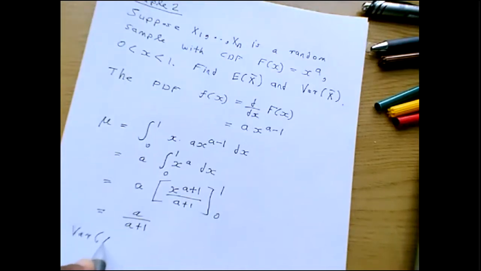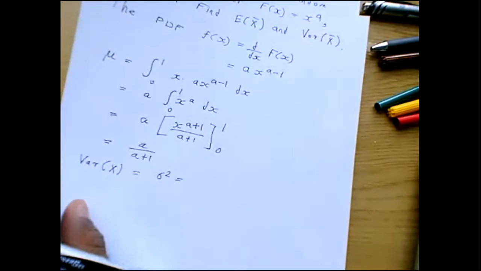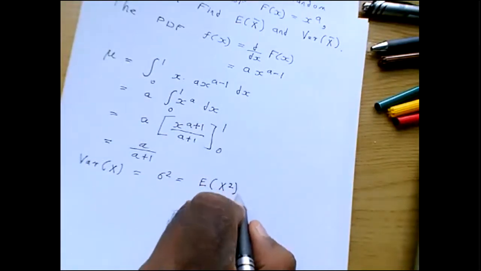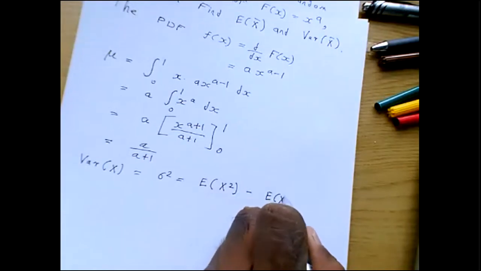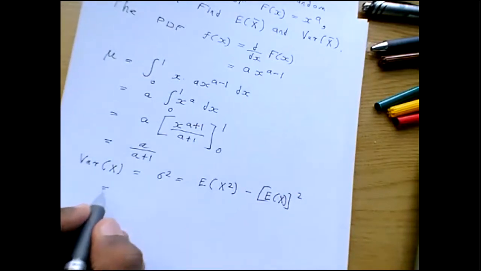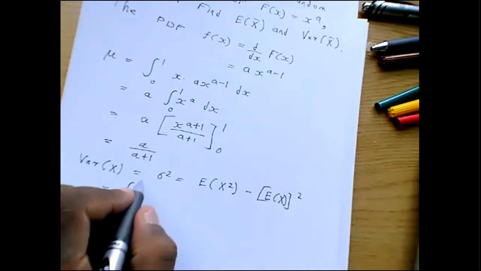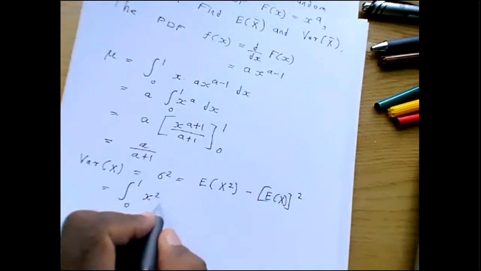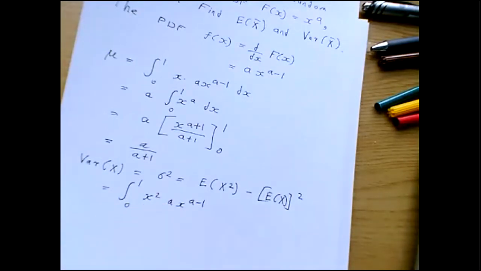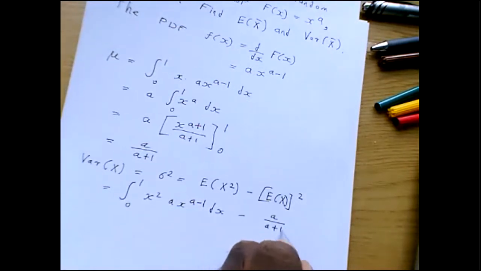variance of x, which is denoted by sigma squared, I'm sure you guys know this formula here. This is the formula for the variance, right? And this is the integral from 0 to 1 of x squared times a times x to the power a minus 1 dx, minus a divided by a plus 1 squared.